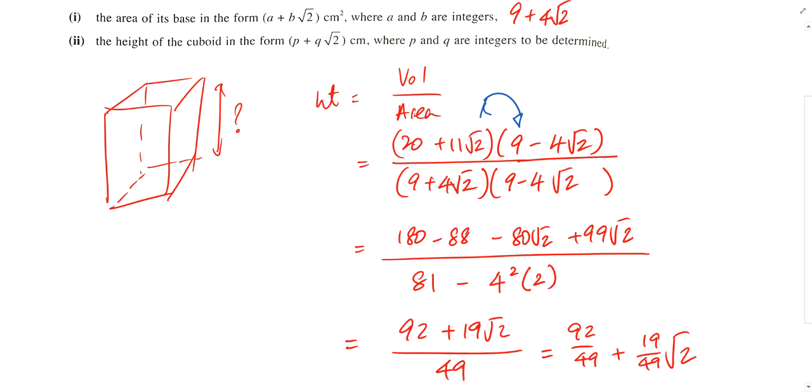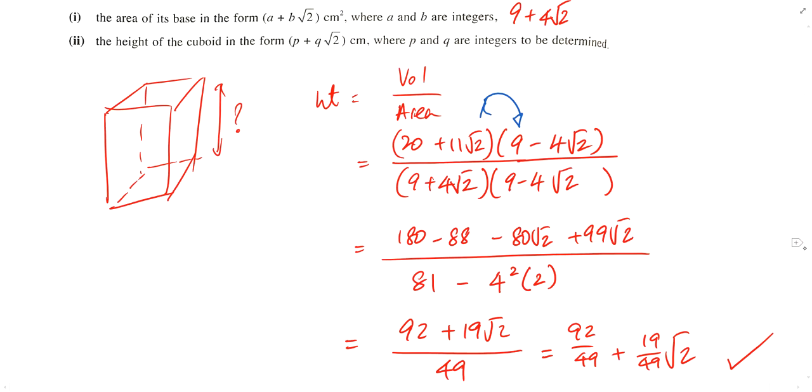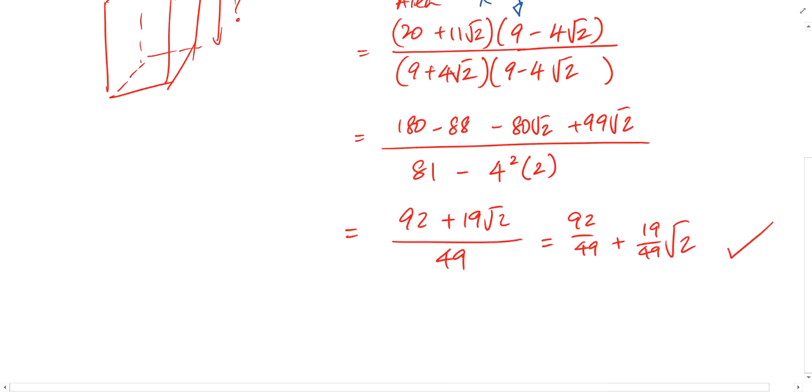Yes. Let me check. This is question 40. They ask you to express it in the form. Okay, so done. You have expressed it in the form already. If the question goes on to say, find the value of P, then what is your value of P? 92 over 49. Okay, yes?